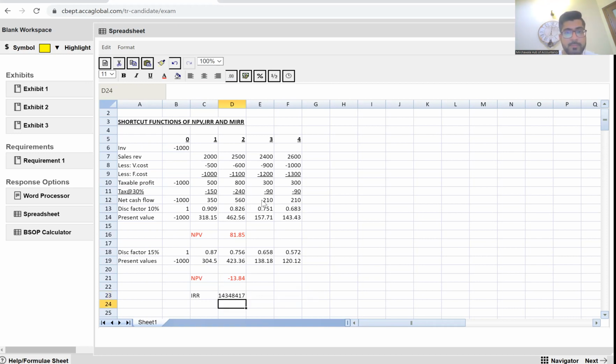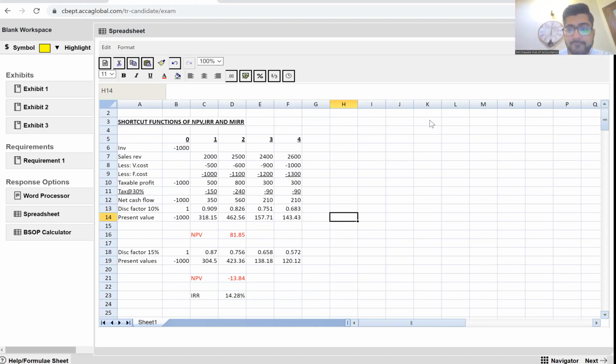You get IRR. And if you want to make it to 2 decimal places, click this percentage tab where my hand is, and 14.28% is the IRR. Okay, this is your traditional practice. Now, see how much time it has taken.